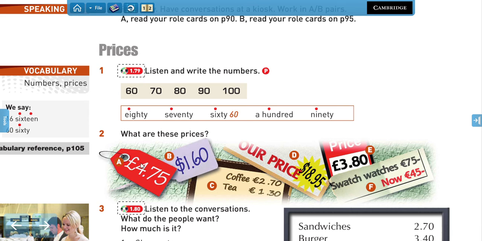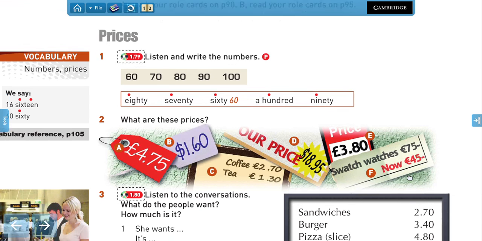So we have 4 and 75. That's the colloquial way of saying it. You say 4.75, right? $1.60. $1.60, right? We have 2.70, 1.30, 18.95, 3.80, 75, and 45. Practice the numbers again, right?